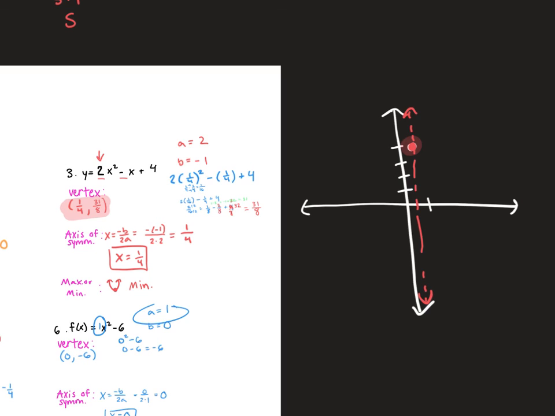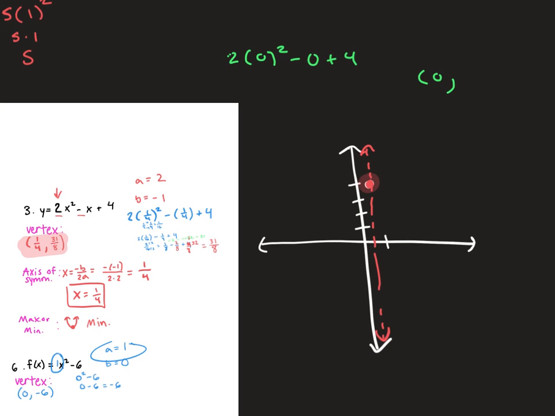Now our second point, we're plugging in 0. So we have 2 times 0 squared minus 0 plus 4. So what's 0 squared? 0. What's 0 times 2? 0. And then minus 0 plus 4. So what's 0 minus 0 plus 4?